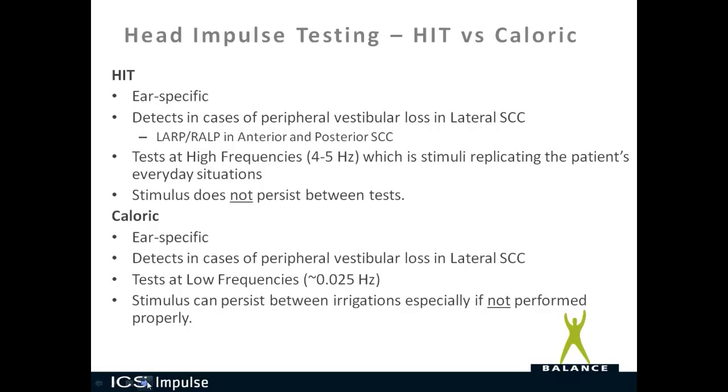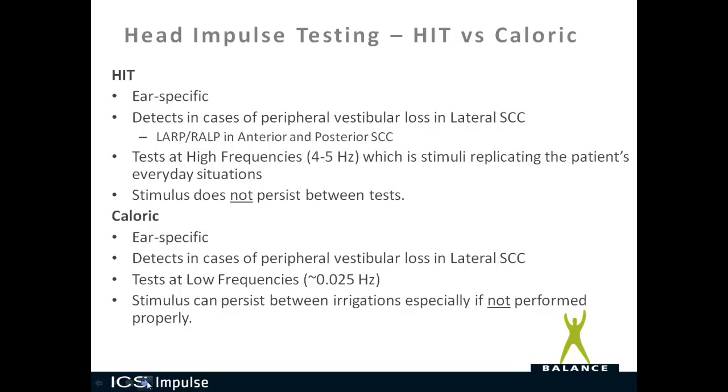Let's talk about head impulse testing versus caloric testing. Well, first you'll notice that the head impulse test and the caloric test are both ear-specific tests. The head impulse test detects cases of peripheral vestibular loss in the lateral semicircular canal. And with LARP and RALP, it also looks at the anterior and posterior semicircular canal. The caloric only detects cases of peripheral vestibular loss in the lateral semicircular canal.